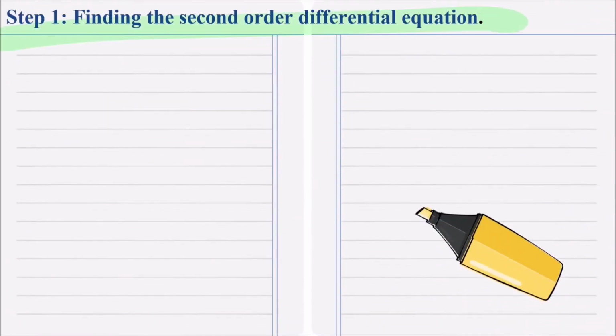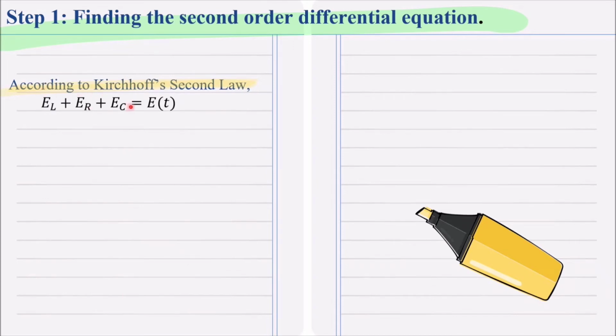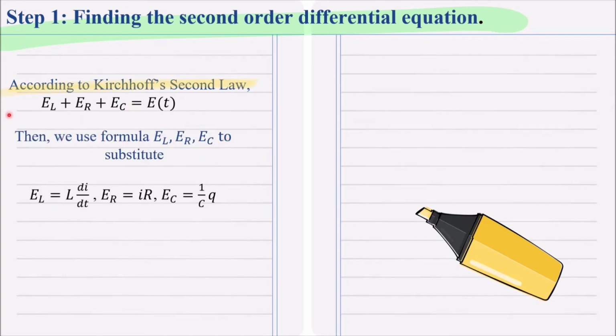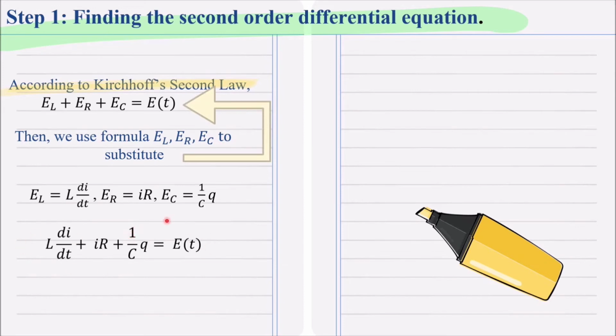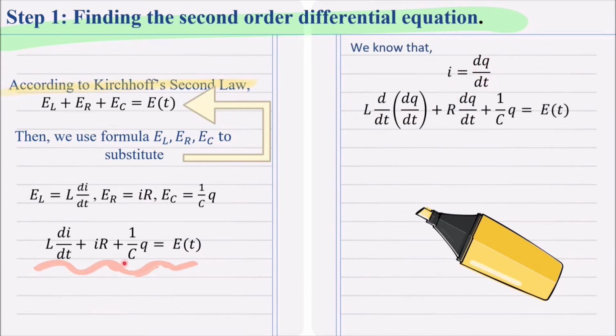Step 1. Finding the second order differential equation. According to Kirchhoff's second law, the sum of voltage drops across the inductor, resistor, and capacitor will be equal to the supply voltage E(t). We use the formulas of E_L, E_R, E_C to substitute inside here. Then, we know that this is not yet our second order differential equation. We use I equals dq over dt and substitute inside here. Then it will become our second order differential equation.